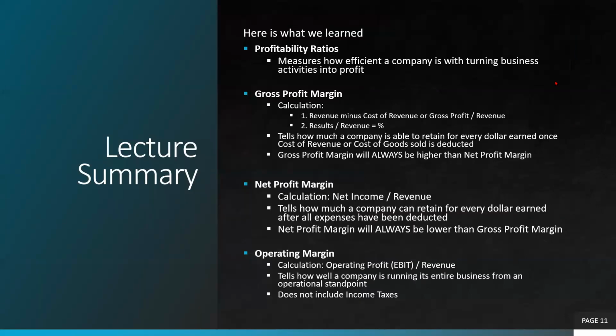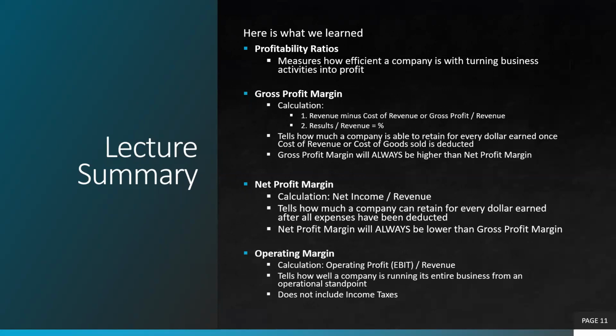So here's what we've learned in this lecture. Profitability ratios measure how efficient a company is with turning its business activities into profit. Gross profit margin, the calculation, revenue minus cost of revenues, or gross profit divided by revenue. It tells how much a company is able to keep for every dollar earned once cost of goods sold is deducted from revenue.